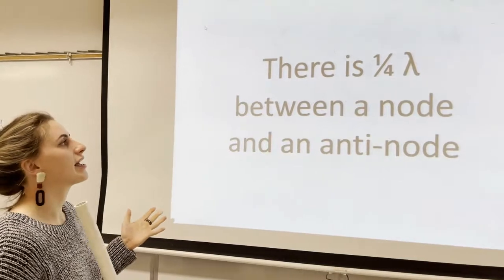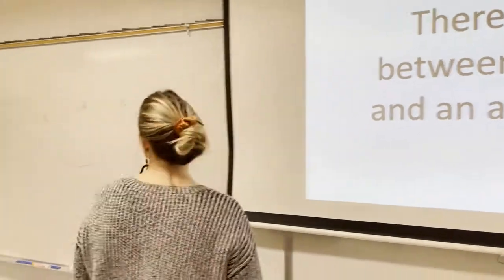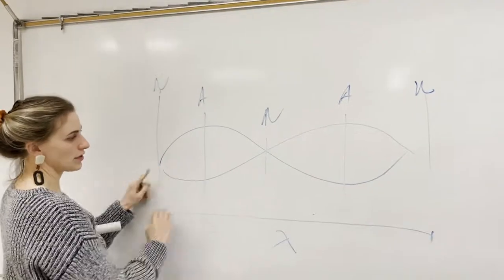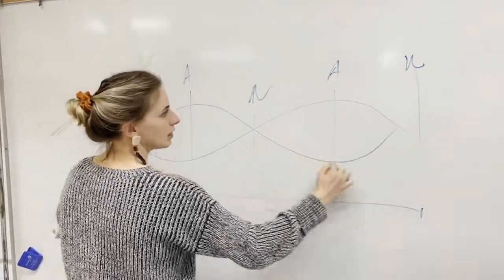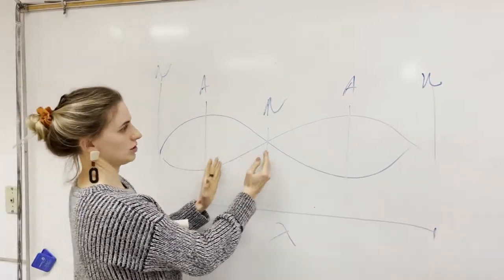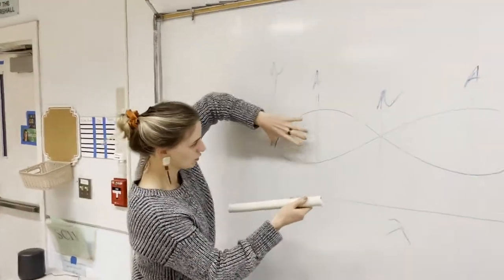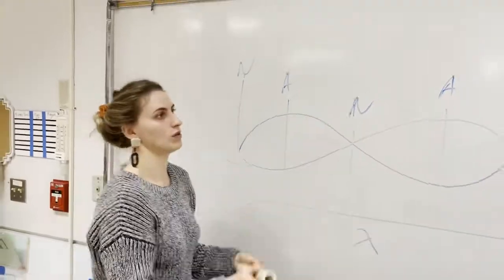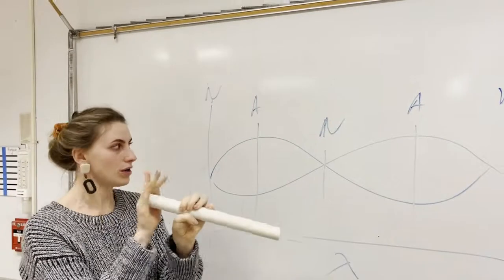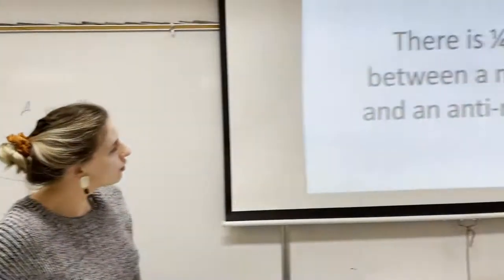There is a quarter of a wavelength between a node and an antinode. Can you prove that? Okay, well, here's a node. Here's an antinode. This whole thing is one wavelength, right? From here to there. If we cut that into fourths, this is just a quarter, right? That's right. So that means there's a quarter in here. So you've got one end that's closed, the node, and the one end that's open, the antinode. Okay, so this is important.